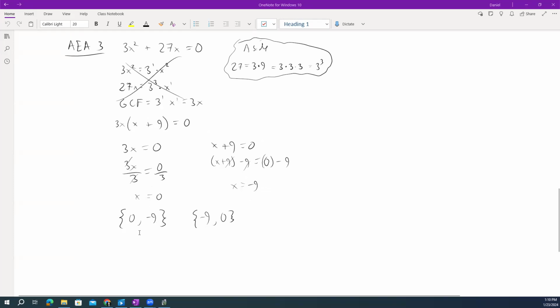Okay. Now, depending on the author of the problems in MyLab Math, they may tell you to put it in increasing order, right? In which case, -9 is smaller than 0, so the -9 would come first. But again, that depends on the author of the problem.